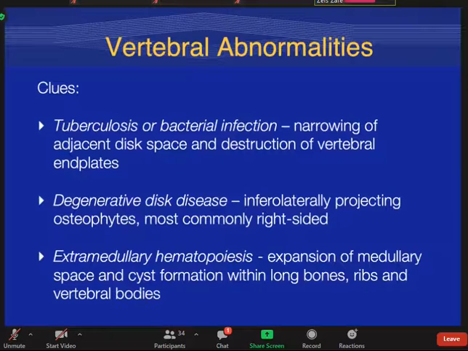Extramedullary hematopoiesis is recognized by noting expansion of the medullary space and cyst formation within long bones, ribs, and vertebral bodies with associated lobulated paraspinal soft tissue masses.